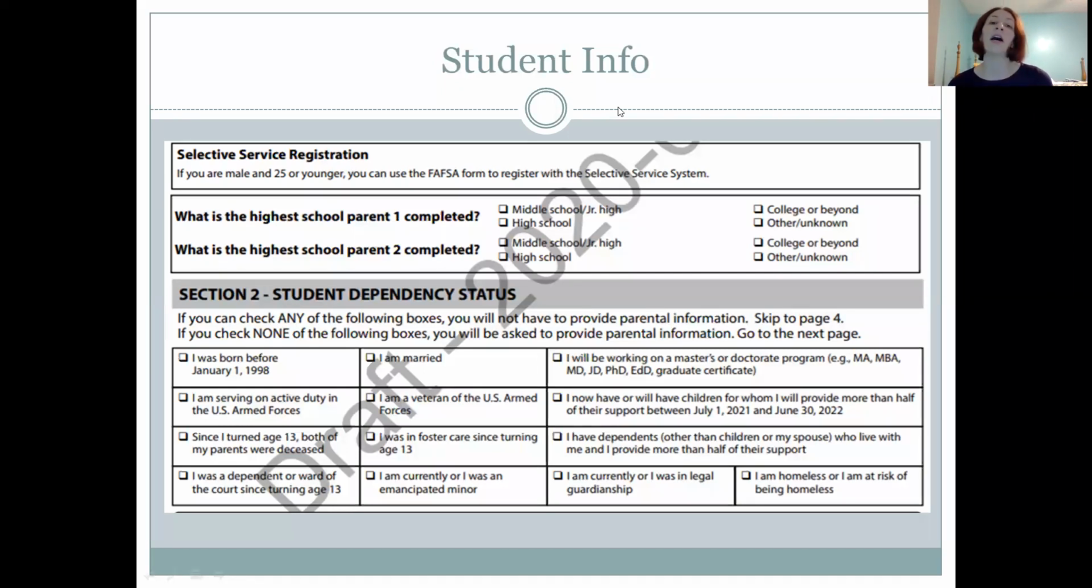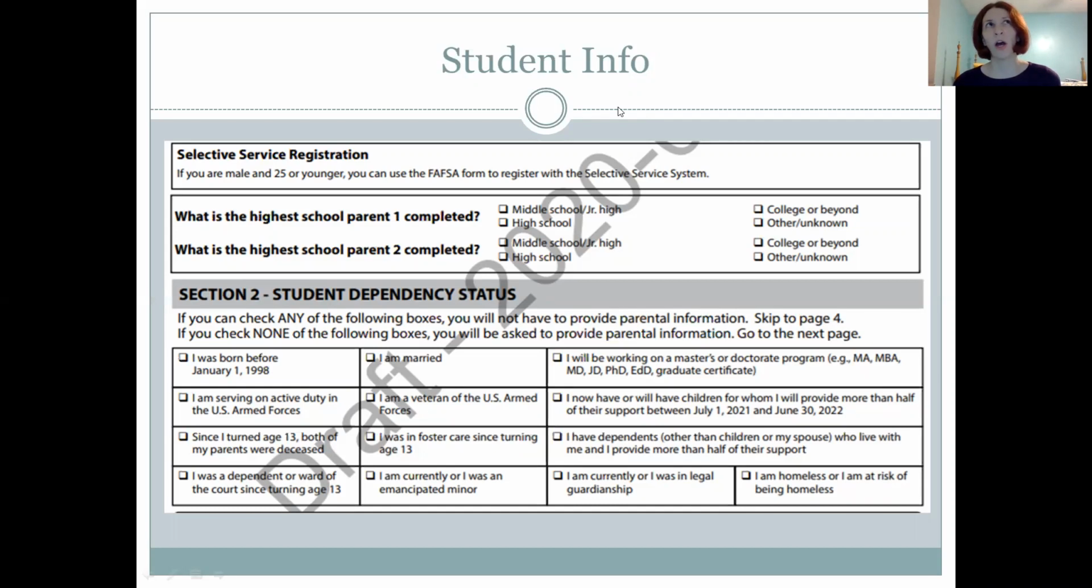It's then going to ask questions about the student's dependency status. These questions, like if the student was born before January 1st, 1998, if they're married, if they have children, if they're in foster care, if they're in legal guardianship, if they're homeless, an emancipated minor. There's a lot of different things that students could potentially fall into. If they can say yes to any of those questions, they would, and then they would be considered an independent student.